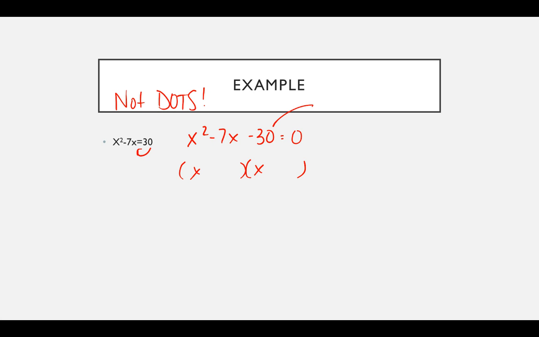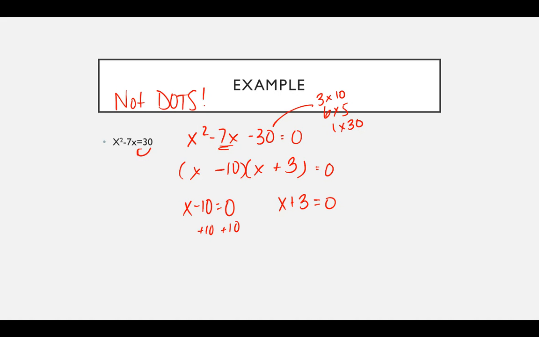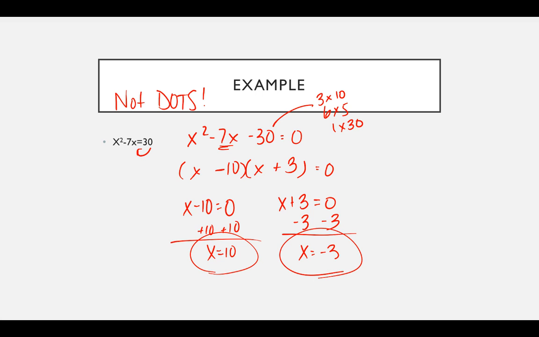And then for the 30, I need to think about, okay, maybe 3 times 10, maybe 6 times 5, maybe 1 times 30. I need to figure out what pairing is going to get me that negative 7 from my outside and inside terms. 10 and 3 will do that because then I have a 10x and a 3x. I have a negative 10 and a positive 3 that will add to give me negative 7. So x minus 10 equals 0, x plus 3 equals 0. Add 10. Subtract 3. And we get x equals 10 and x equals negative 3.